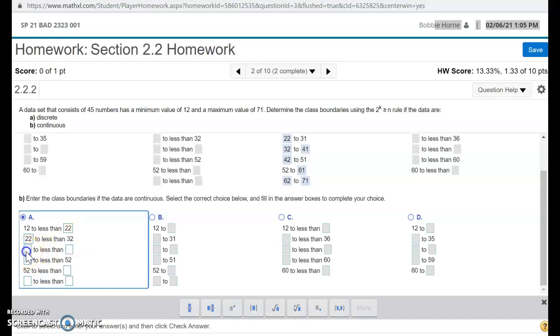And then to less than 32. So the next one would be 32, 42, 52, 62, and then over here, less than 22, 32, 42, 52, 62, and then 72. So the only difference is this is continuous and it includes all numbers and decimals from 12 all the way up to 71.9999.